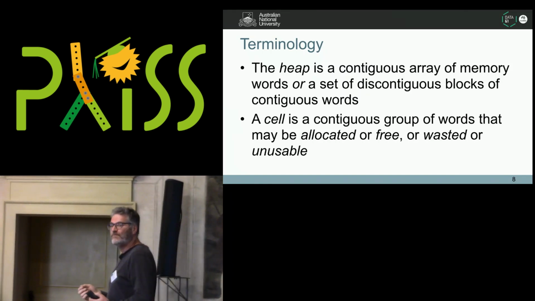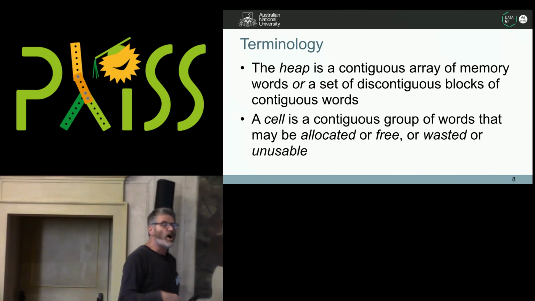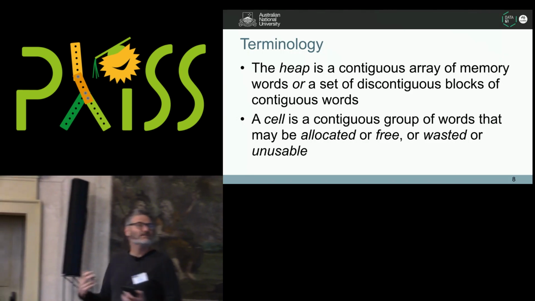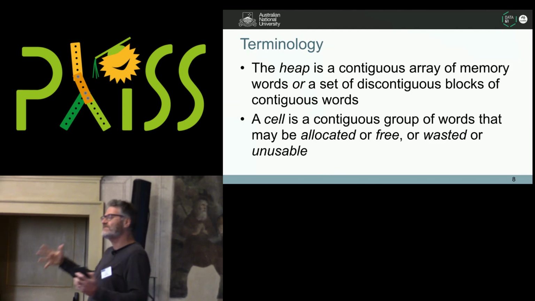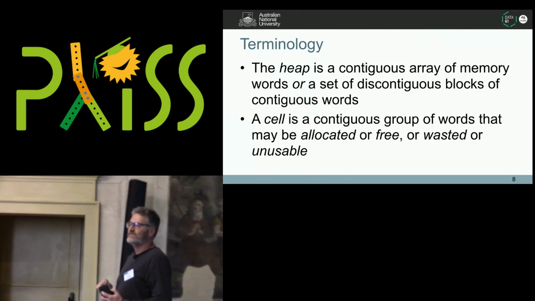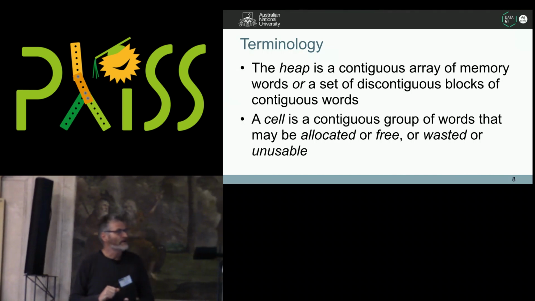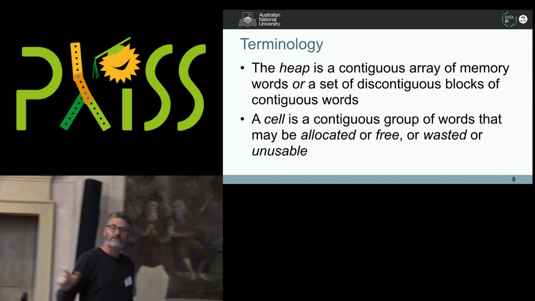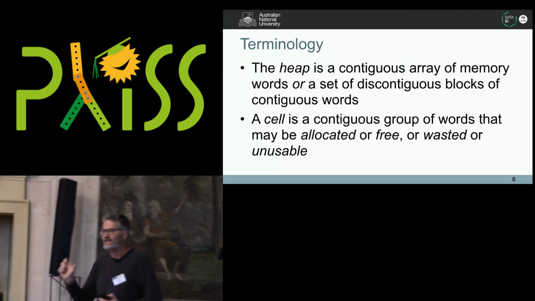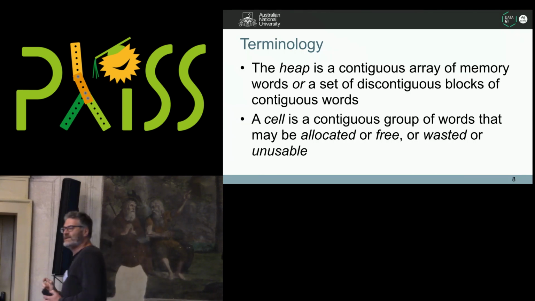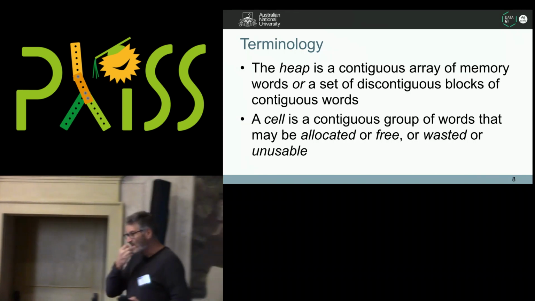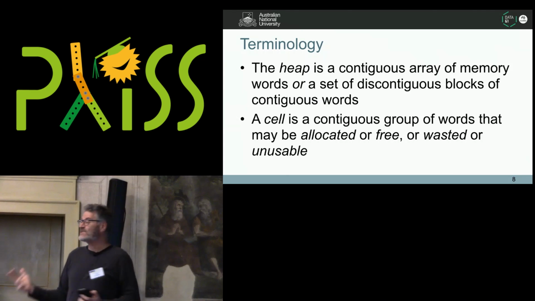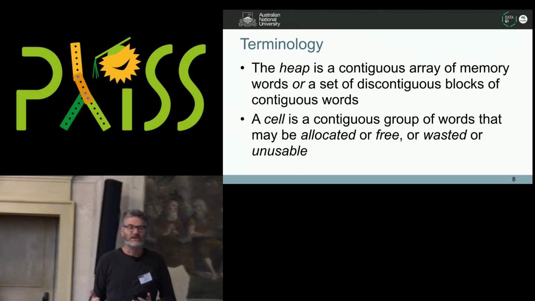So what is a heap? A heap is really just an allocation space for the objects, if you like, the units of allocation in our programs. I'm going to talk about a heap as being a contiguous array of memory words or a set of discontiguous blocks of memory words. So it's not necessary that the whole heap itself be contiguous. Within the heap, I'm going to talk about what often people call objects. To avoid confusion, the units of the elements of allocation in the heap will be contiguous groups of words within the heap, which I'll call a cell. And cells can be either allocated or free, or perhaps even wasted or unusable, depending on how well your garbage collector works.